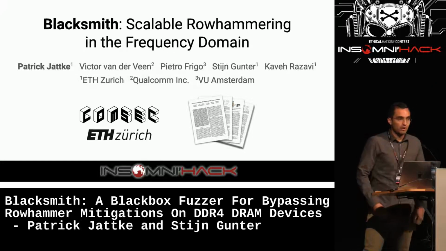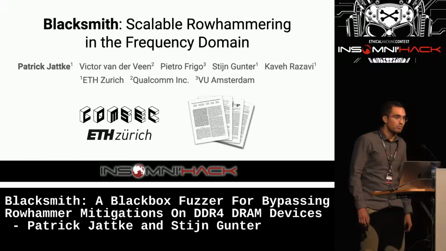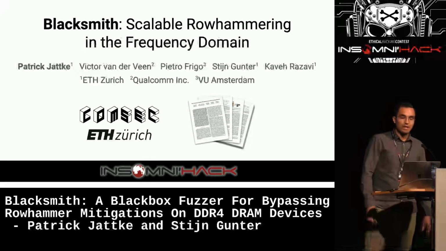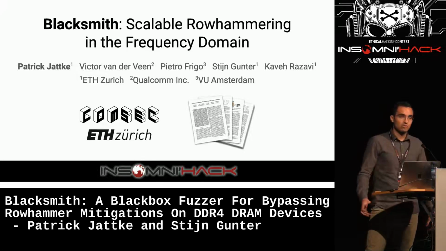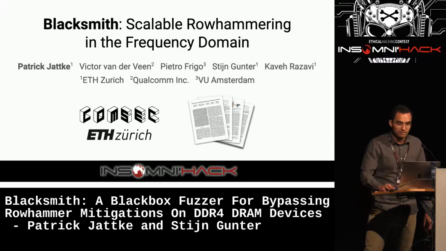So our talk has two parts. In the first part, I will talk about Blacksmith, which is a Rowhammer fuzzer. I will explain how you can create a primitive that allows you to trigger bit flips in memory. And in the second part, my colleague Stijn will show you how you can use these bit flips to exploit a system. So let's get started.